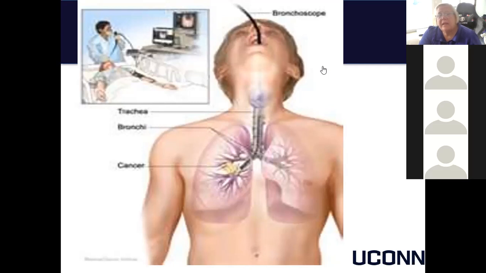And it was probably done by a pulmonologist or an interventional radiologist. Those are the ones who typically do bronchoscopies, but I'm sure there are others who are qualified as well.